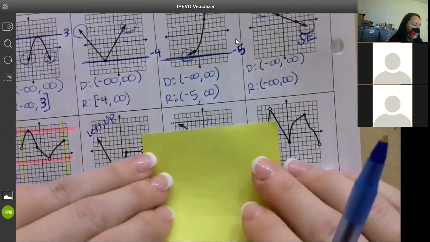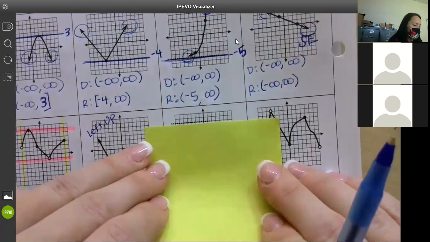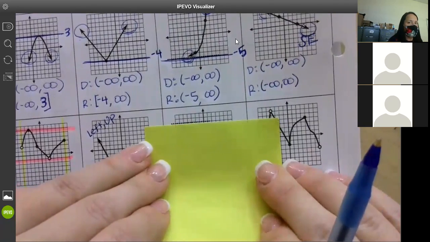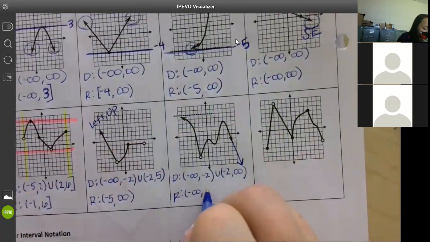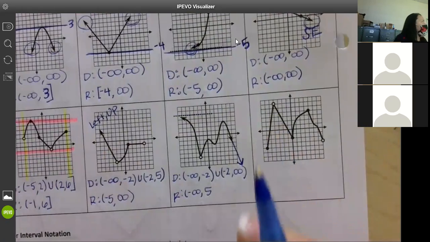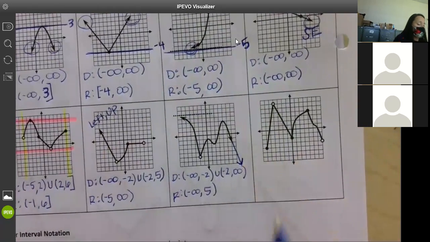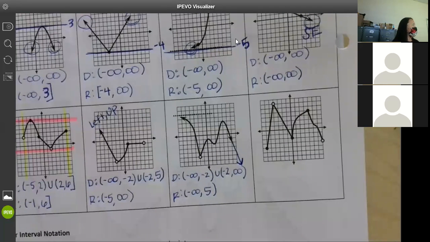We can move on up, and we don't see any more inconsistencies till we get to this line right here. Where is this line at? 5. And is it included or not? No, because it's a horizontal asymptote. So that's a tricky range. So just be careful of those arrows. That's where I said you got to watch those arrows.